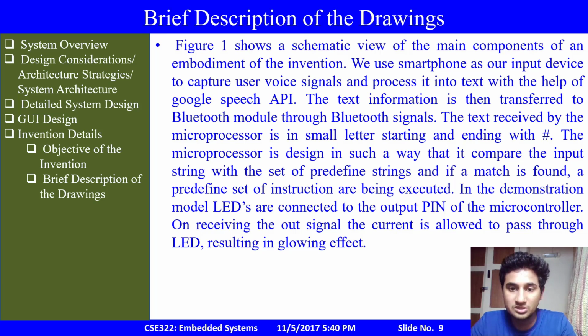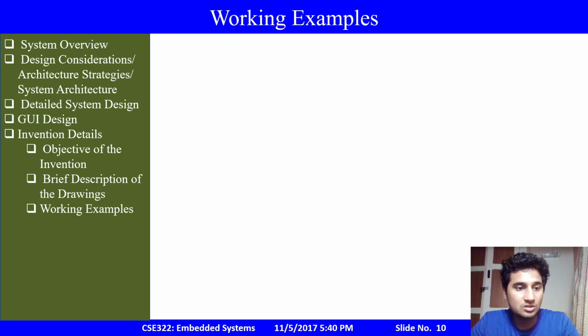microprocessor parses the text in small letters, which starts with a hashtag and ends with a hashtag. The microprocessor is designed in such a way that it compares the input string with a set of predefined strings, and if it is matched, a set of predefined instructions is executed. In the demonstration, which we will give in the upcoming video, the model LEDs are connected to the output pin of the microcontroller, and on receiving the output signal, the current is allowed to pass through the LEDs, which results in the glowing effect. So yeah, that's all.